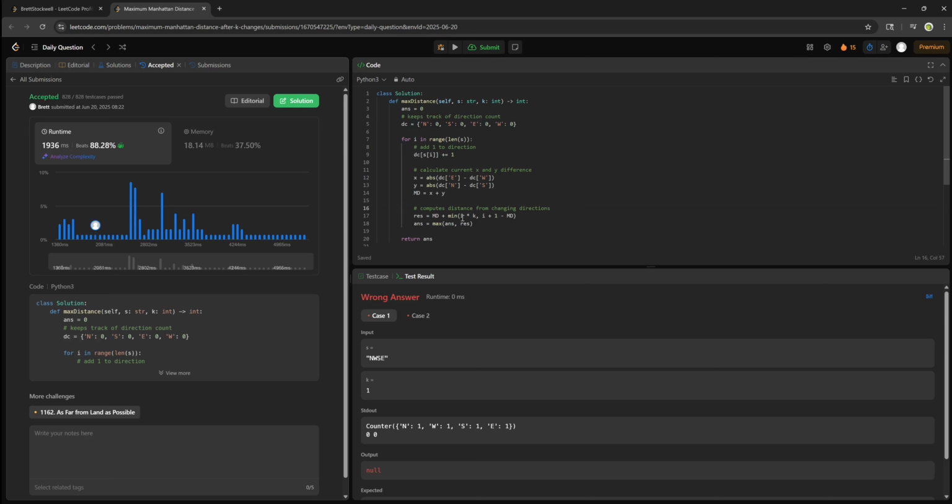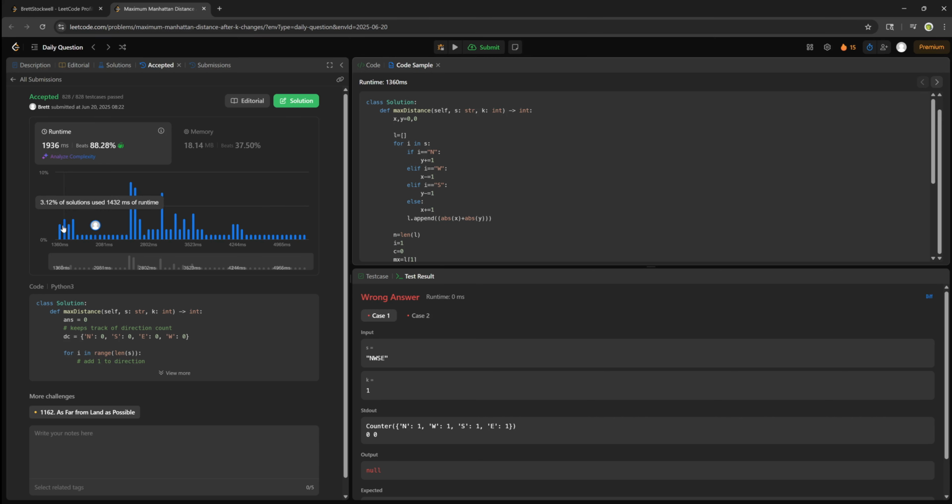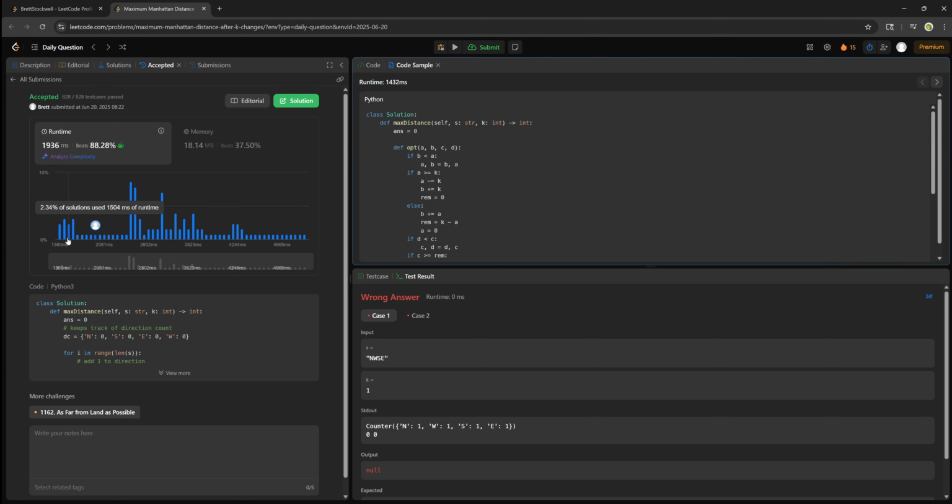Well, let's see what these crazy people did. This is not sexy. Like yesterday's problem, I found a sexy solution. That was, I mean, sure it's fast, but it's just so many ifs.